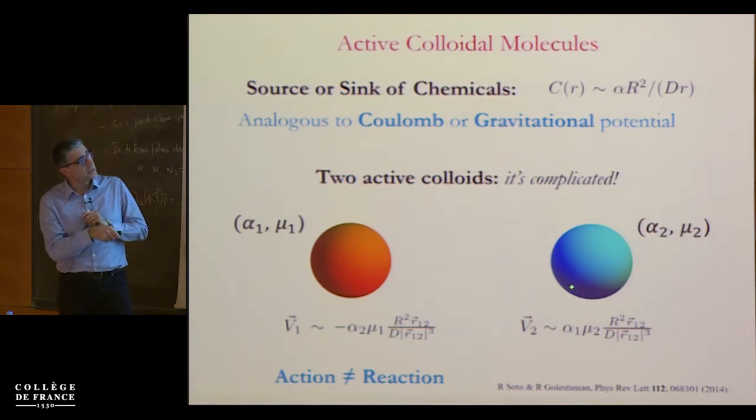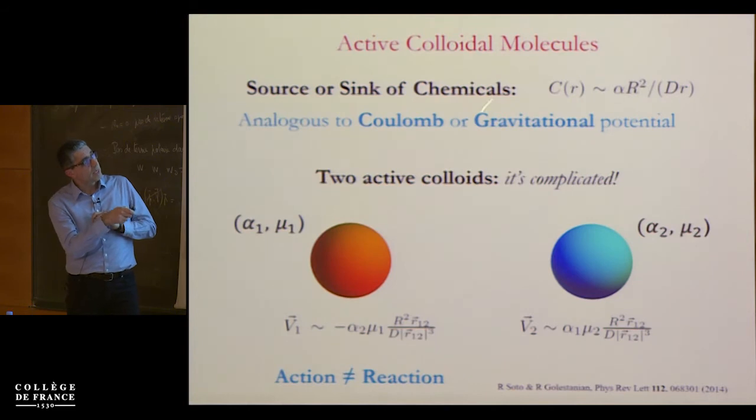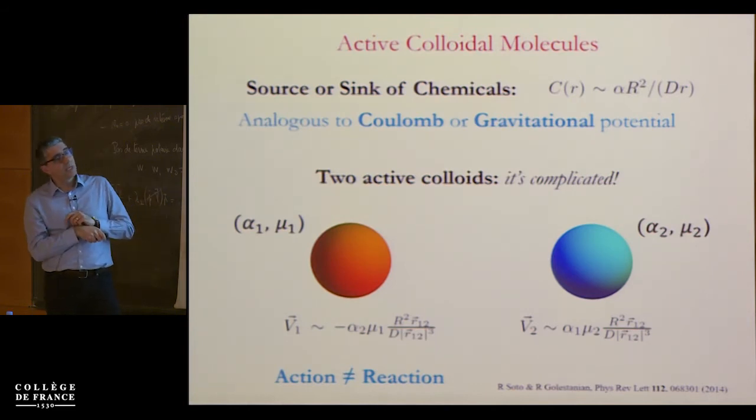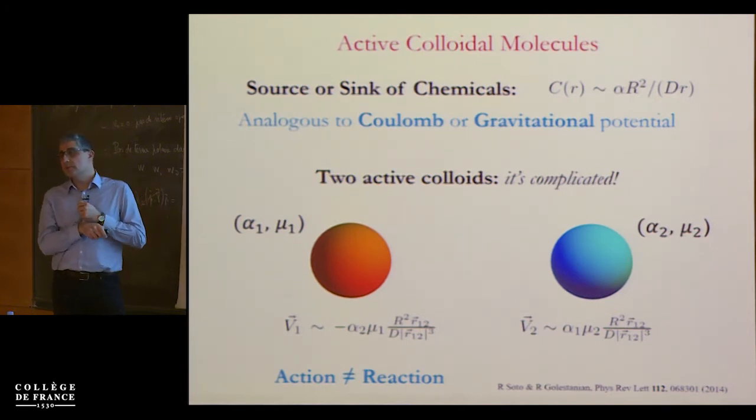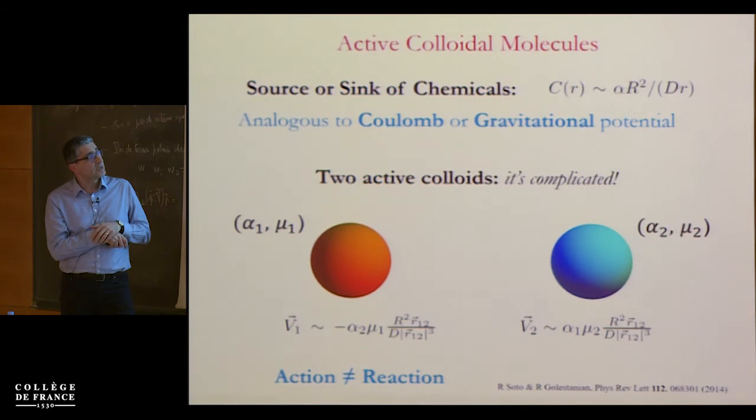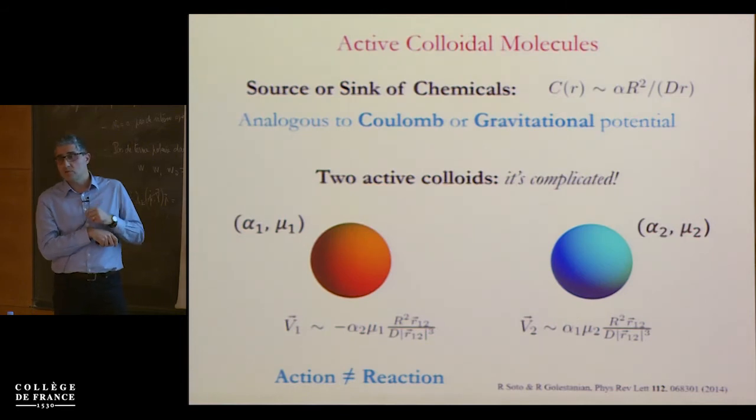And then if you think about it, this particle, which has been prepared independently with its own activity and its own mobility, will produce a chemical field which decays as 1/r and is proportional to alpha, which is the activity coefficient. And then the other one will respond to the gradient of that by its own mobility. So in a way, this is a dissipative version of an electrostatic interaction or a gravitational interaction where mu and alpha are playing the roles of the charge or the mass.